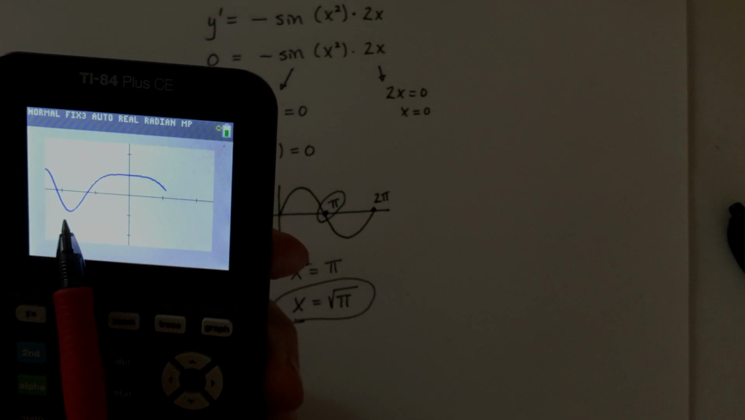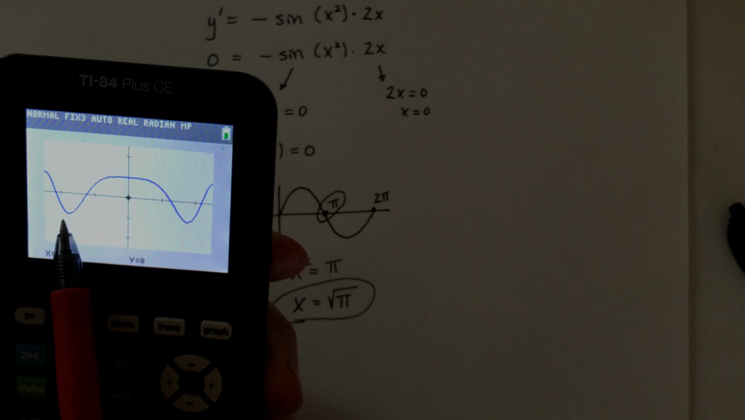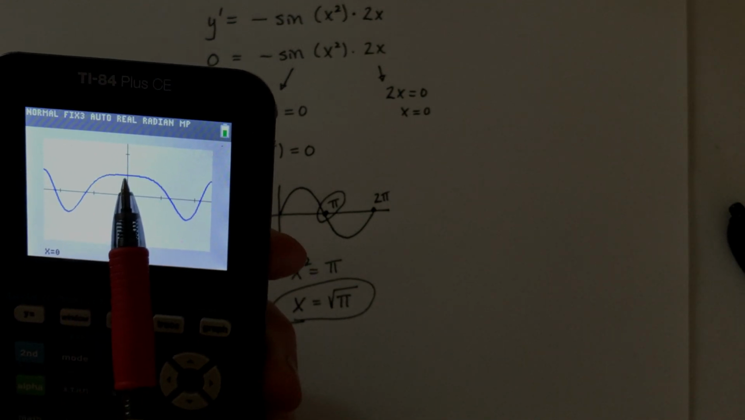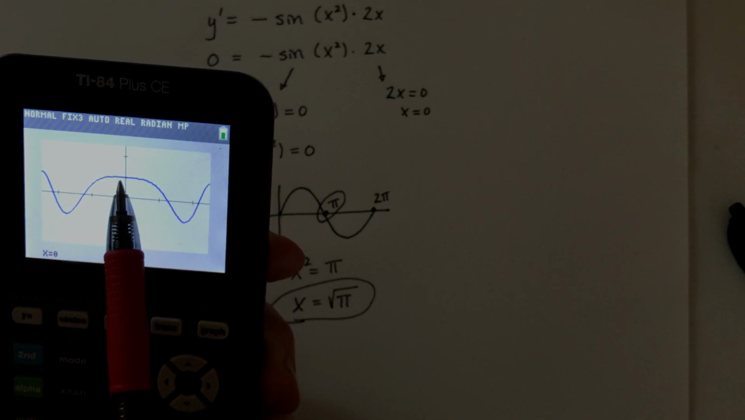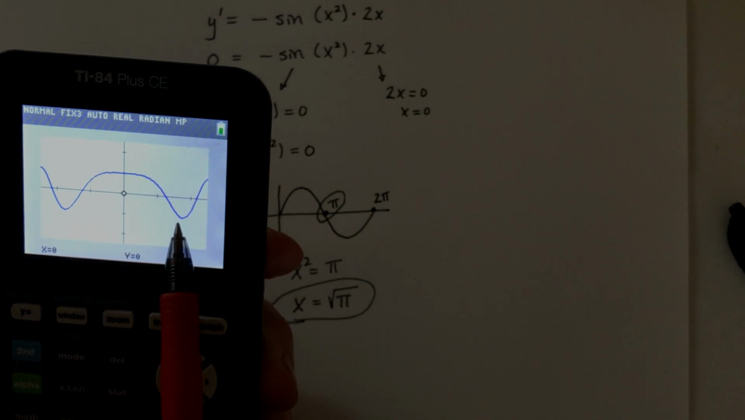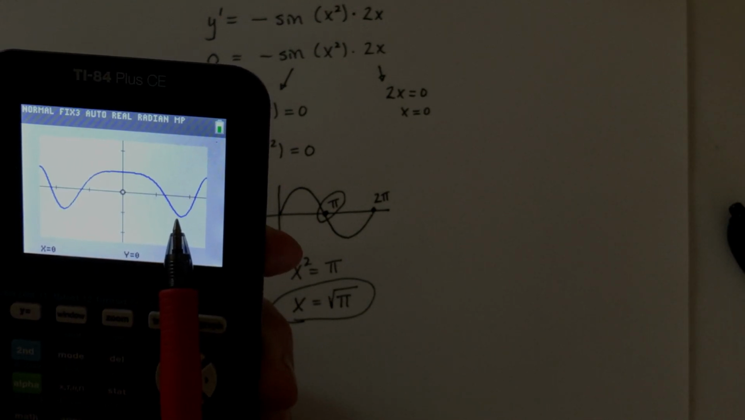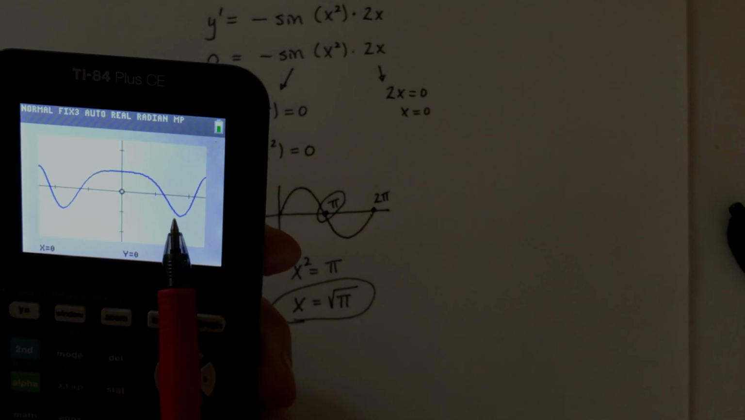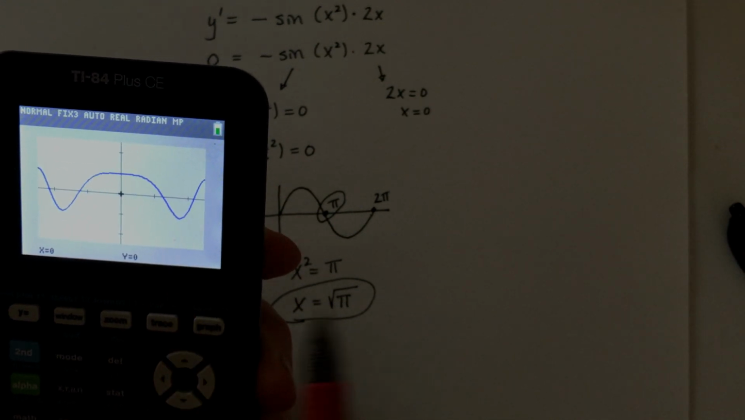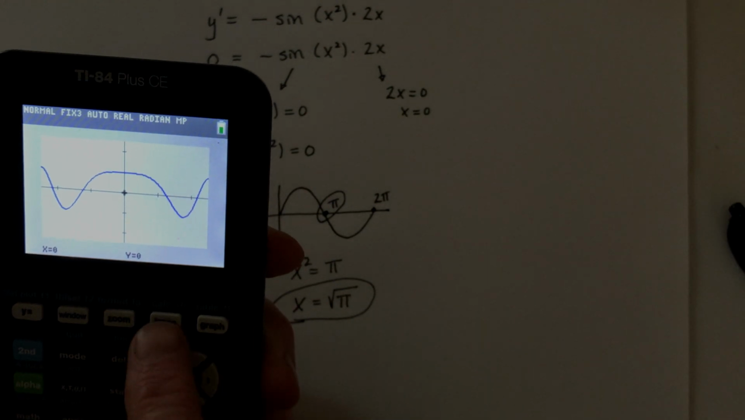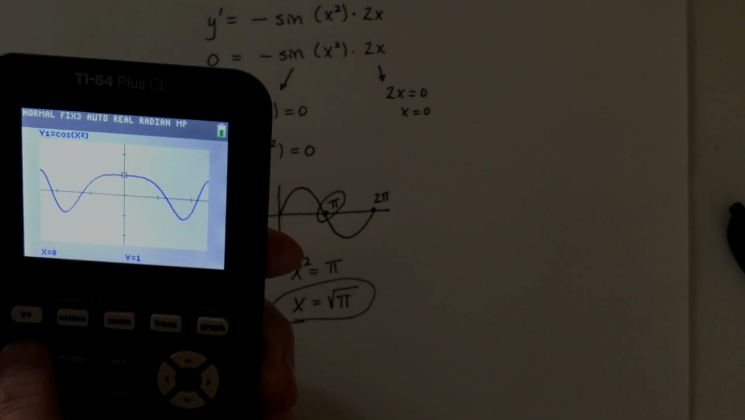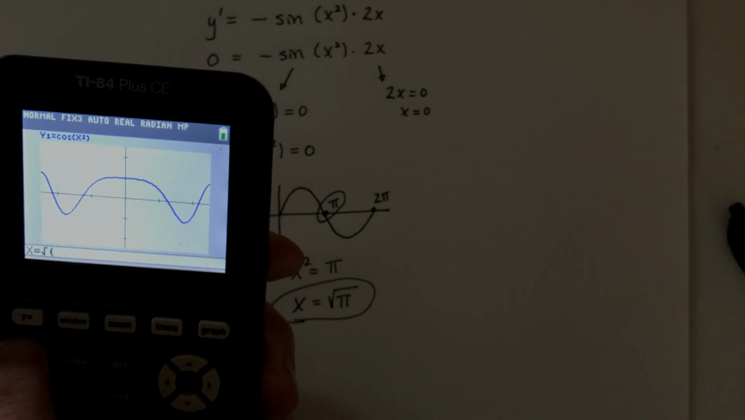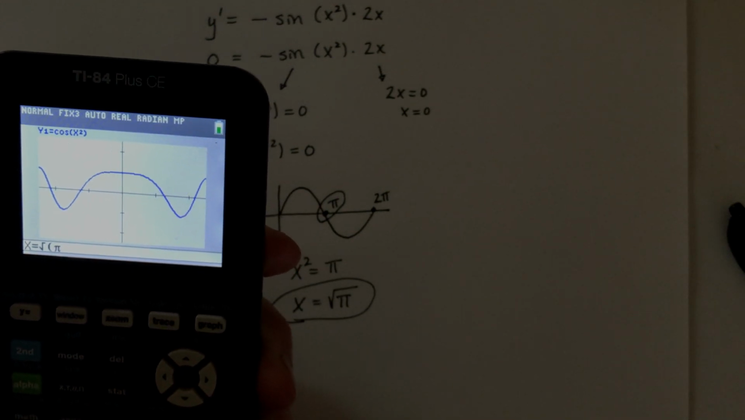So the derivative equals 0 right here at the bottom of this little trough. The derivative equals 0 right here. Now that we're on the positive side, this should be my answer. So this right here, at the bottom of that little valley, that's where it should be the square root of pi. So then I can go to trace and put the square root of pi too.